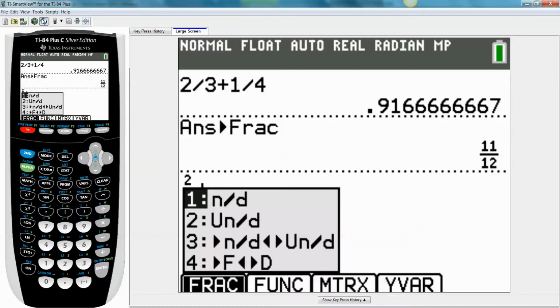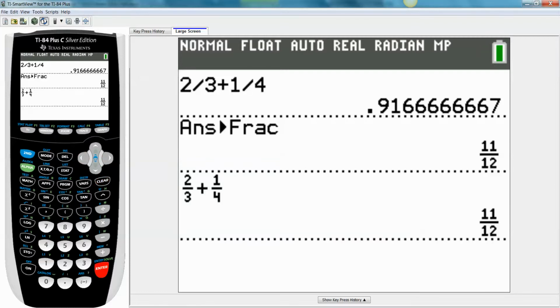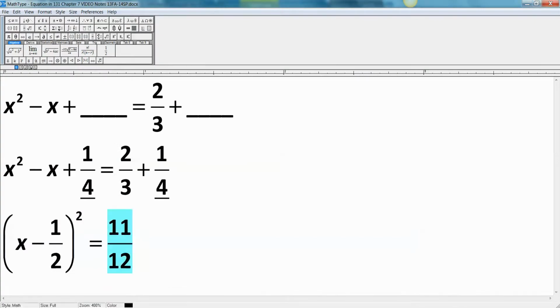See the FRAC button, frac? So you're taking fraction, and then 1 over 4. Oopsie. 1 over 4. There we go. Enter. And then automatically it's 11 over 12. So either way, you're going to get it.